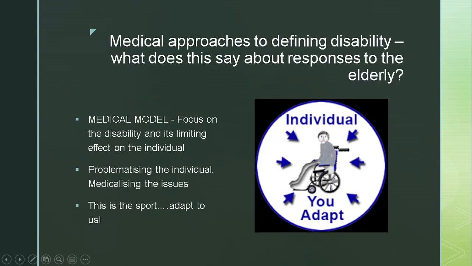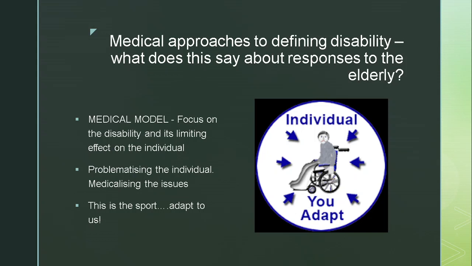So as a starting point, we'll have a look at the medical approach to defining disability, and we'll try and link this to ageism and why it's relevant to ageism, not just disability. But the medical model itself focuses on the disability and its limiting effect on the individual. So for example, if we look at the picture there, we've got a person in a wheelchair. The medical model will focus on the disability, which means that person will be in a wheelchair. But then how that limits that person in relation to their contribution to society, or what they can or can't do, or which opportunities they can or can't take.